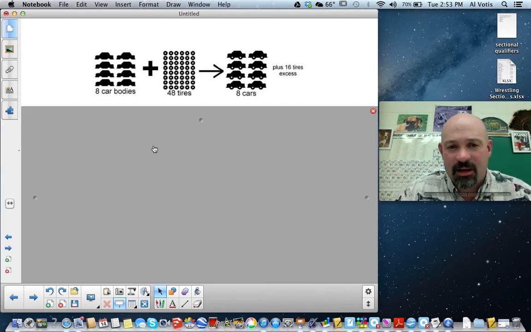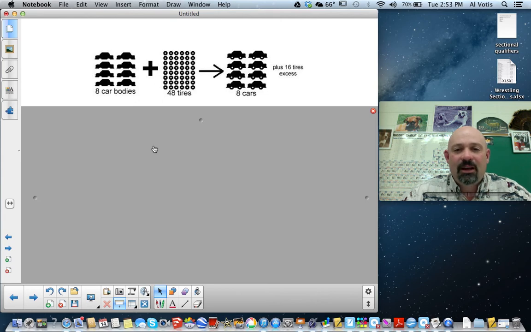So if we look at this example, again, just another simple example, if I have 8 cars and 48 tires, how many cars could I actually make? Well, obviously you can tell real quick, each car needs 4 tires, 8 times 4 is 32. Okay, I'm going to use 32 tires up. And once I've used 32 tires, my car bodies are all gone. Once my car bodies are all gone, I can't make any more cars. There's going to be tires left over. So tires are our excess, and our car bodies are the limiting reactant. So how many cars can be formed is dependent upon how many car bodies, not upon how many tires.